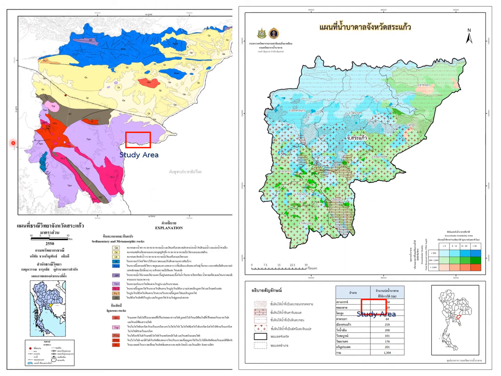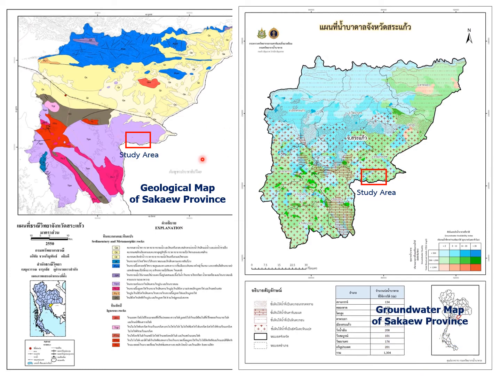Knowing the geology and hydrogeology of the study area is useful for determining suitable construction of the groundwater recharge pond. From the case study, the geologic map of Sa-Kaeo province was prepared by the Department of Mineral Resources in 2007.